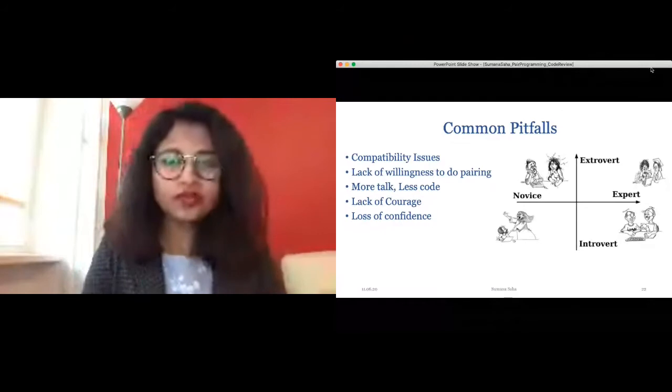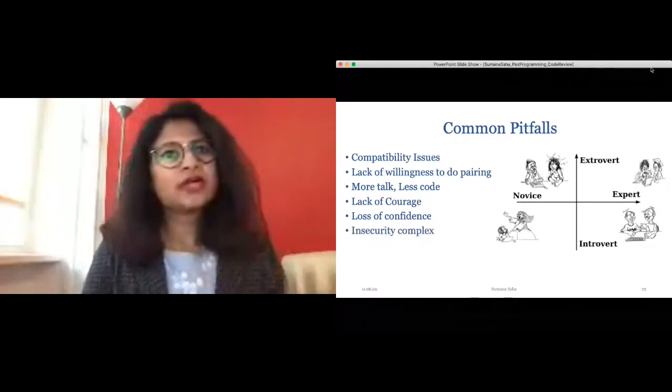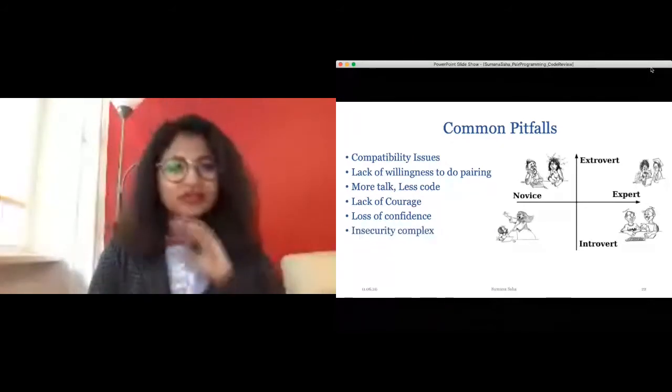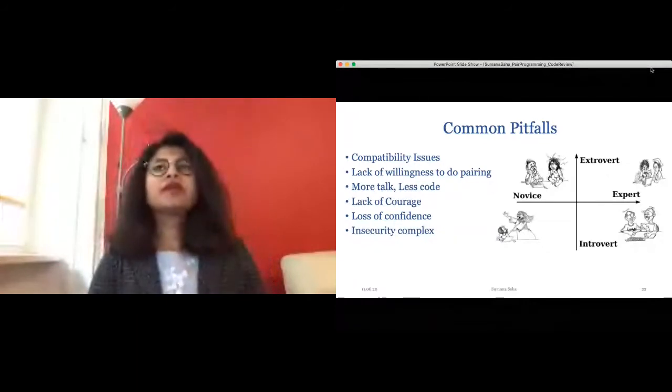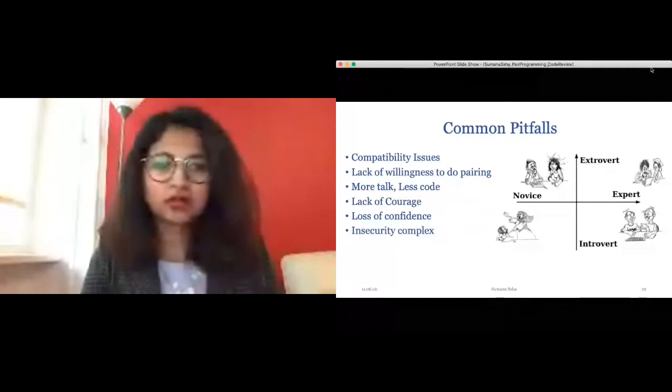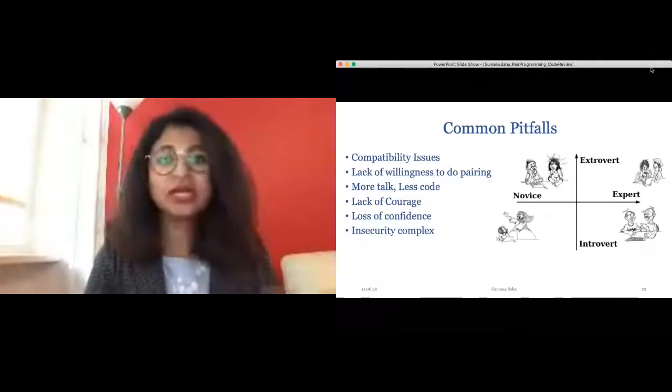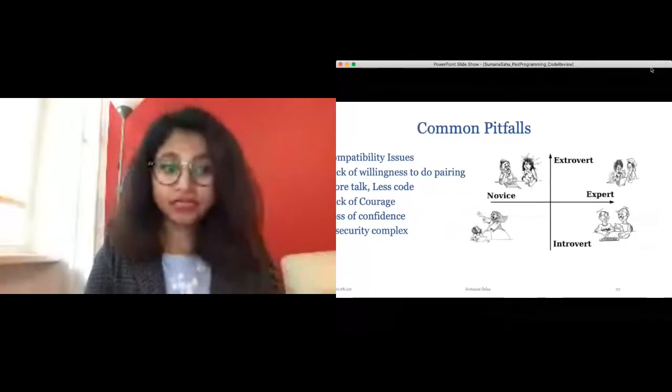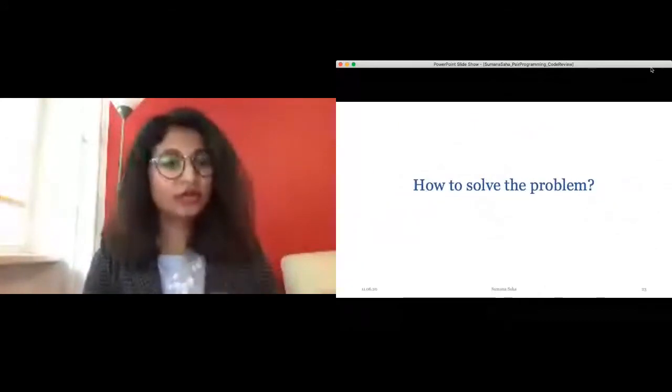Then the loss of confidence, obviously. Then you will get an insecurity complex. So these are the general pitfalls, where people really don't want to go for a pair programming practice. But we can make it better. Actually, how to do it? So yes, how to solve this problem?